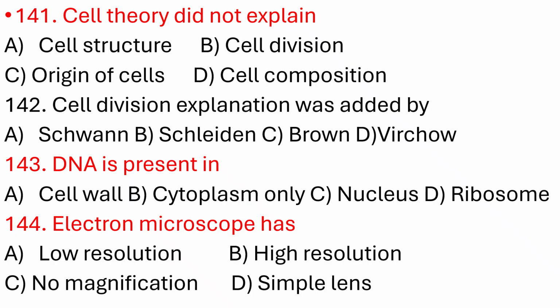Cell theory did not explain the origin of cell. Cell division explanation was added by Virchow. DNA is present in the nucleus. The electron microscope has high resolution.